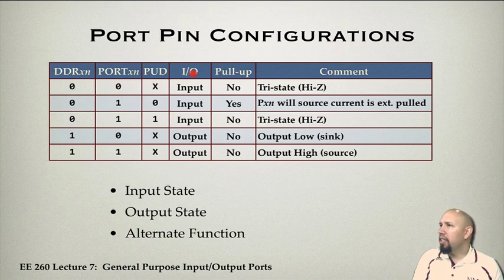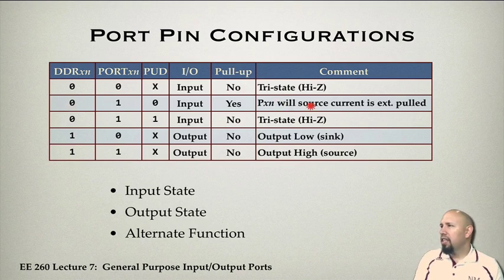So when you put it into this condition, it doesn't matter what the PUD pull-up pin is doing. When I have 0 there and I write a 0 to the port, I will be in this condition. And in this case, the pull-up resistor will not be there. So we have that situation.